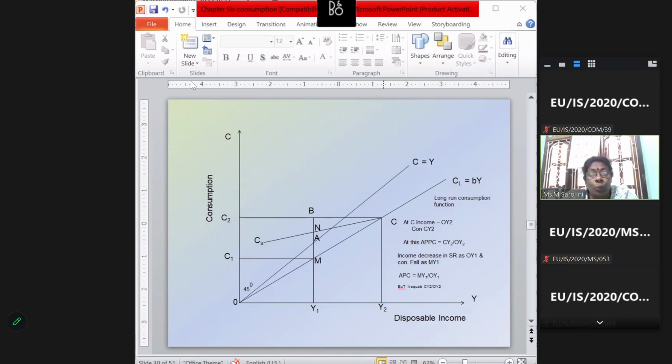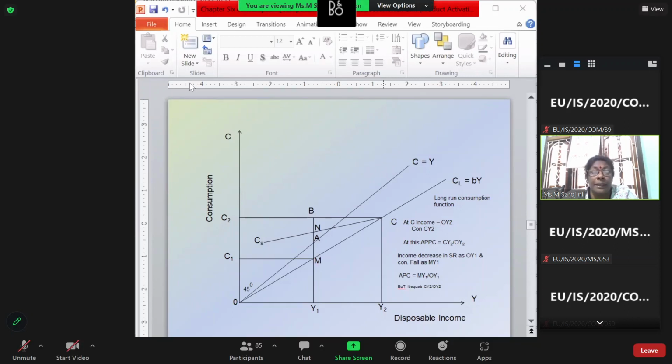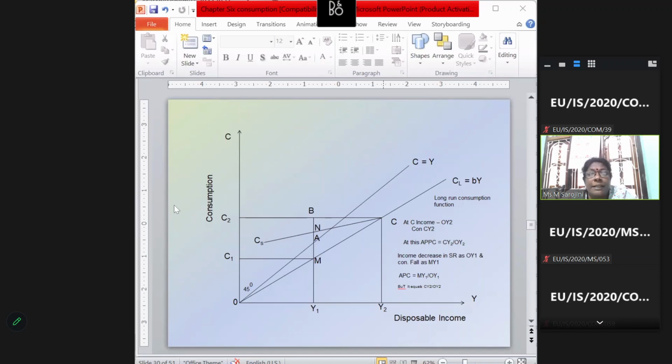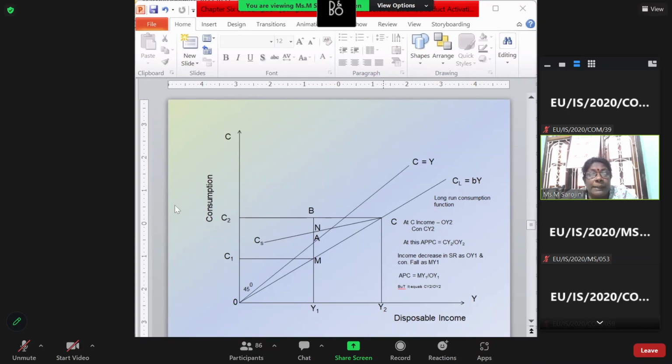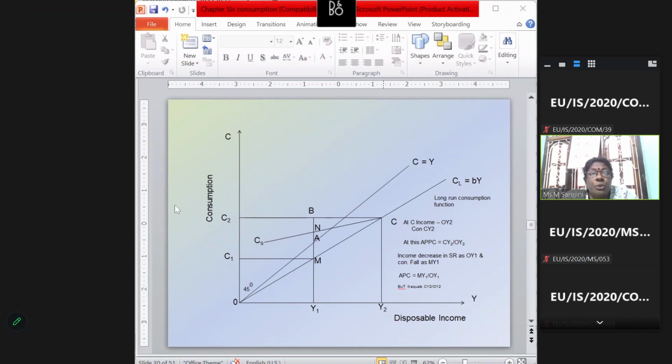Again, that explains when the income decreases, consumption also decreases less than proportionately. That is explained by the CSC curve also. The CSC curve also explains the ratchet effect of the individual, right? When income decreases from OY2 to OY1, please listen very carefully. The household consumption decreases to Y1, right?